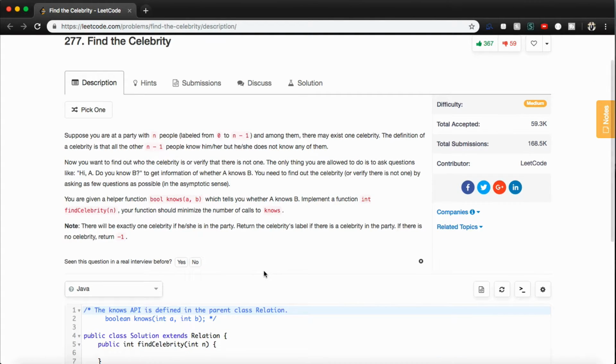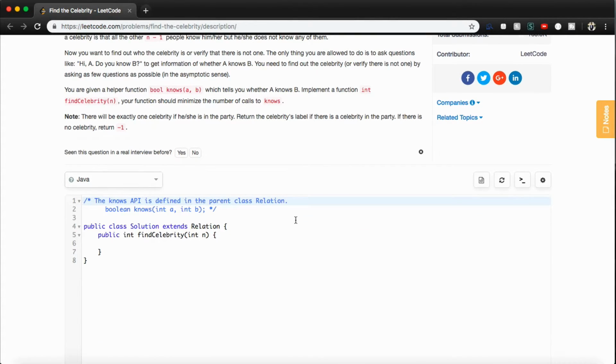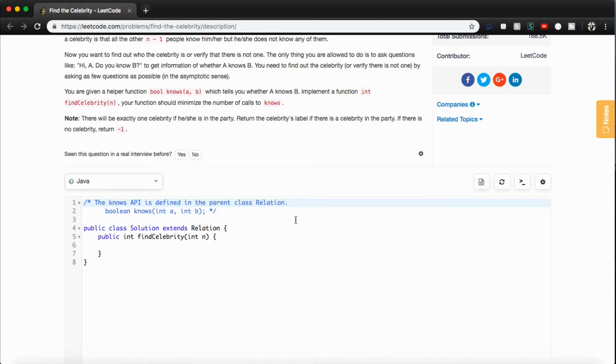So we're given a helper function called knows, which tells us whether or not A knows B. Given this helper function, we need to implement a function that will either return the celebrity if there exists one, or return -1 if there is no celebrity. And we need to minimize the number of calls to knows. Cool. So we need to figure out if there is or is not a celebrity, and if there is one, return who the celebrity is.